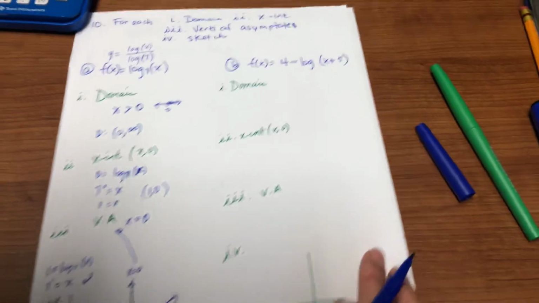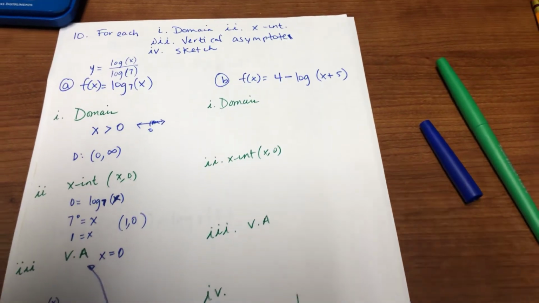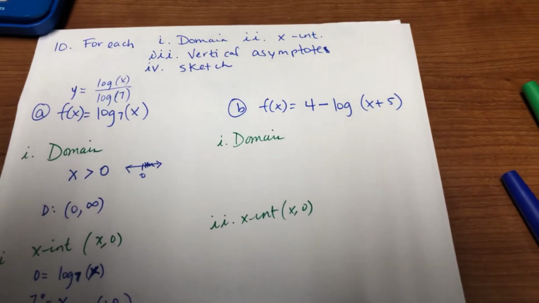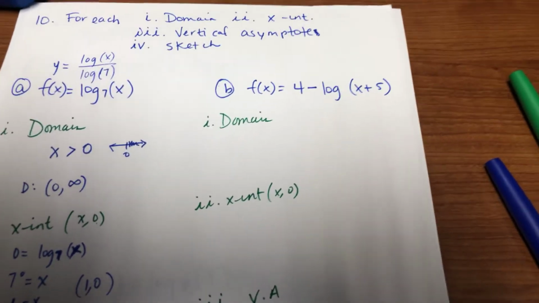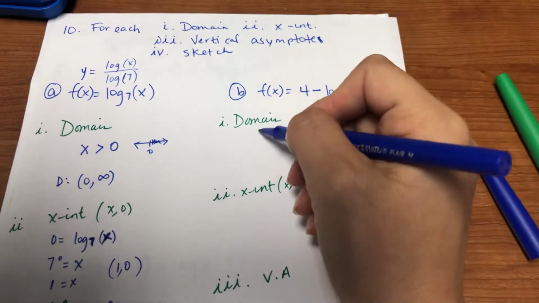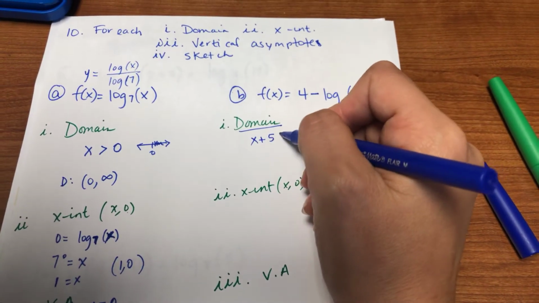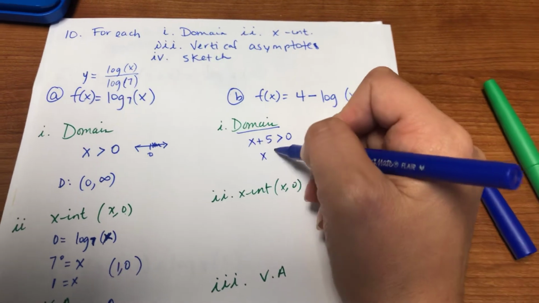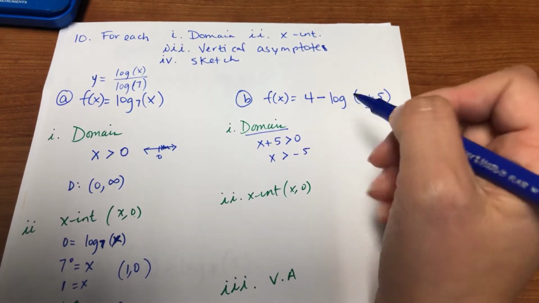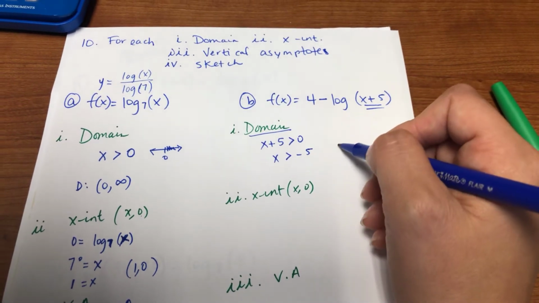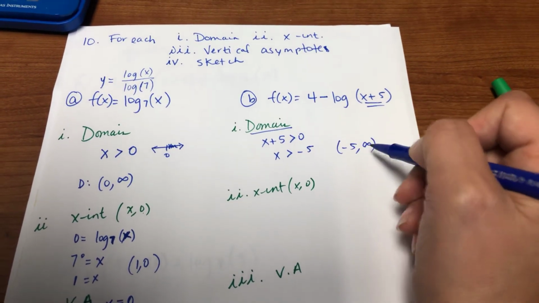Okay, let's take a look at B. B, very similar, however, the implied base here would be 10. We also have some transformation rules going on here, and so we'll get to that. Let's start first with our domain. Domain is set the inside of your log, x plus 5, to be greater than 0. x would have to be greater than negative 5. You can see that that would be from negative 5 to infinity.